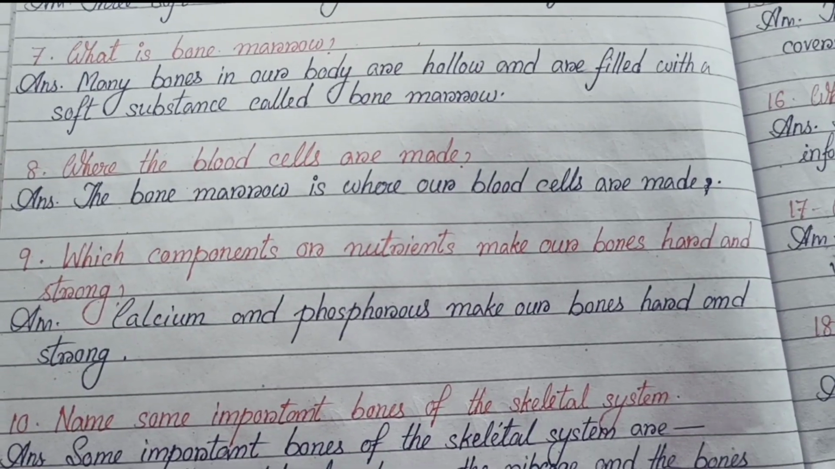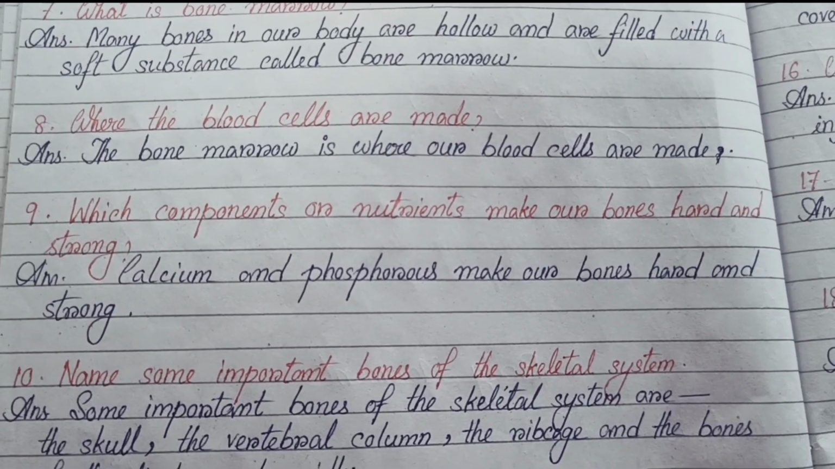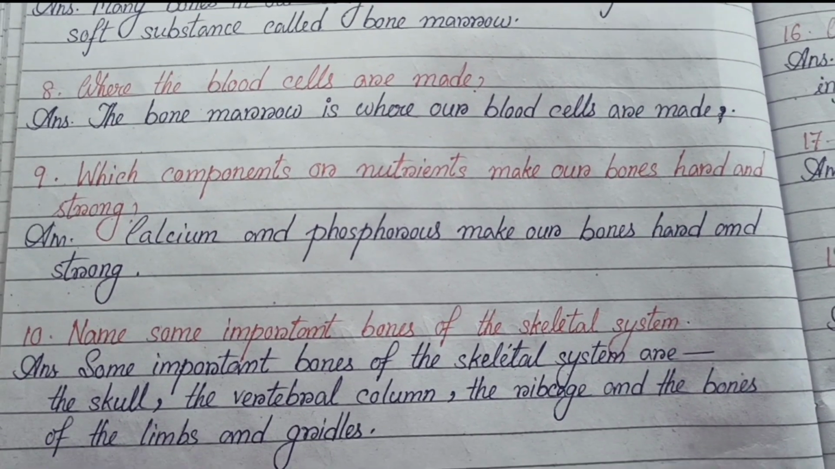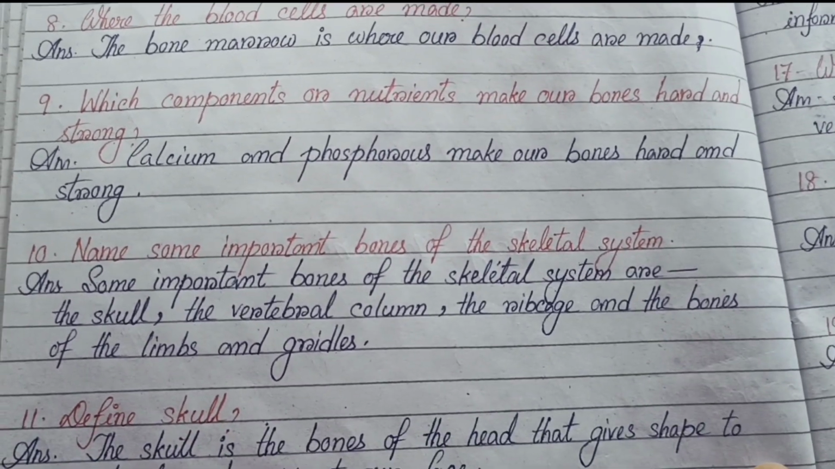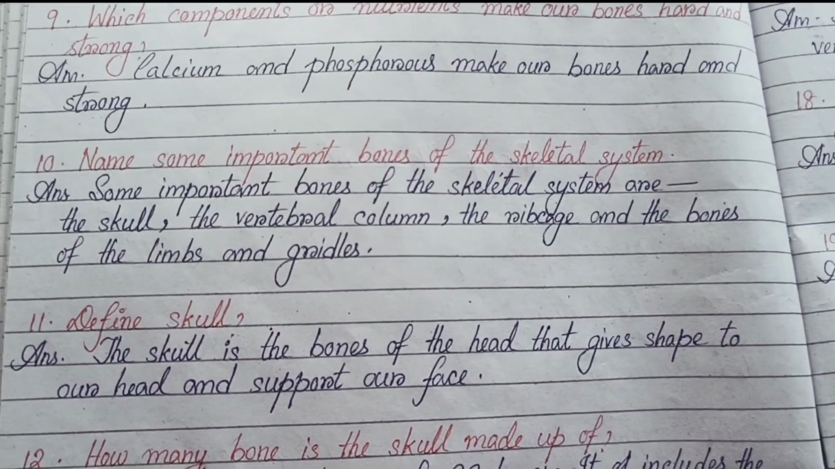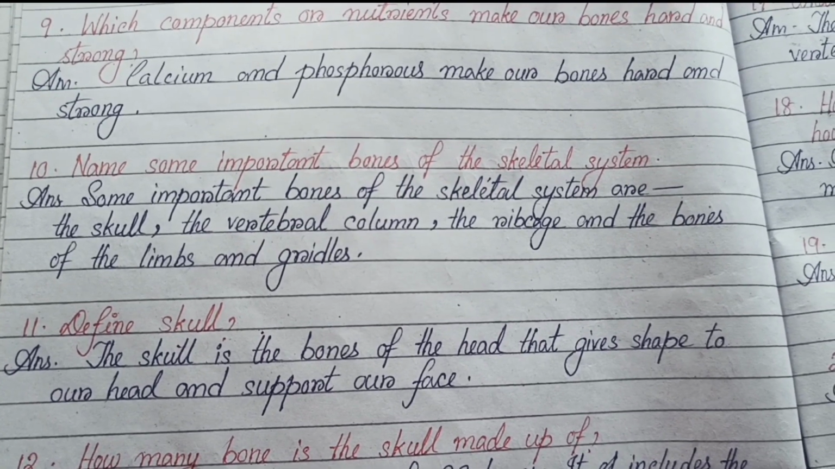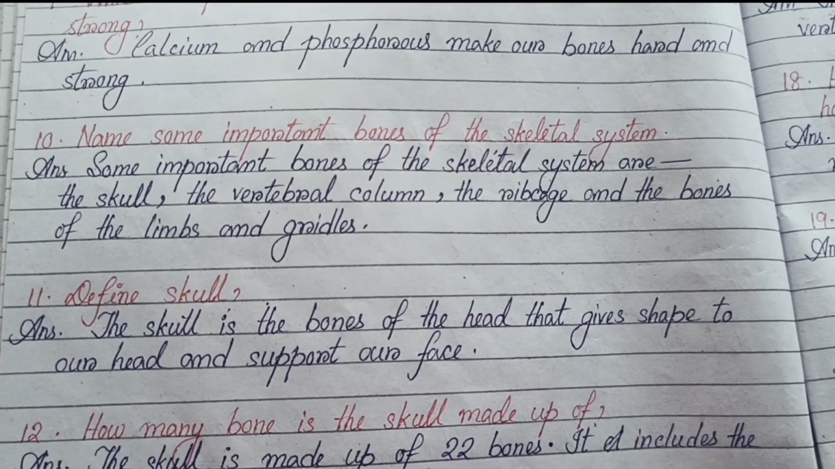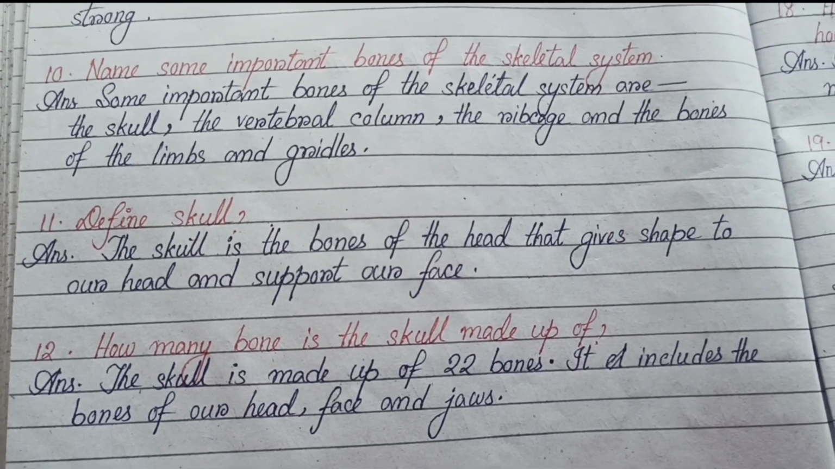Okay. Number 9, which components or nutrients make our bones hard and strong? Calcium and phosphorus make our bones hard and strong. Number 10, name some important bones of the skeletal system. Some important bones of the skeletal system are the skull, the vertebral column, the rib cage, and the bones of the limbs and girdles.